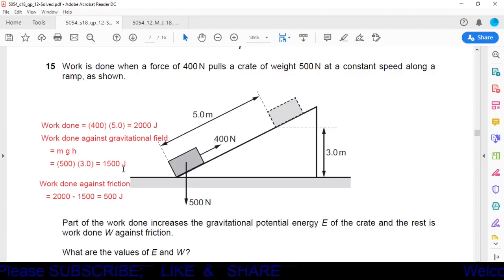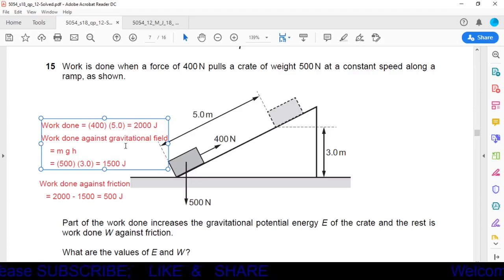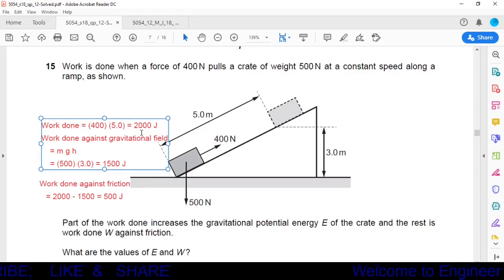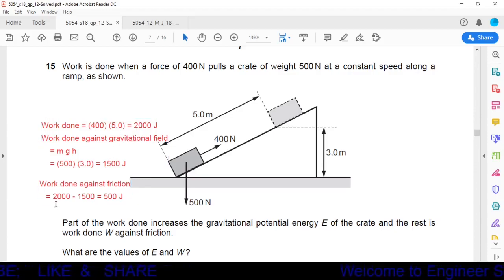We have work done 2000 joule, but the increase in energy is only 1500 joule. Where is the remaining work done? Remaining work done is done against the force of friction. So work done against force of friction will be equal to 2000 minus 1500, which is equal to 500 joules. So work done against friction is 500 joules and potential energy is 1500 joules.